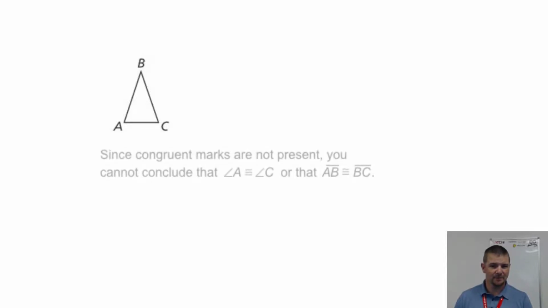In this case, we see a triangle, ABC, and since congruent marks are not present, you cannot conclude that angle A is congruent to angle C, even if it looks like it is. And you can also not conclude that segment AB is congruent to segment BC, even if that appears to be the case.